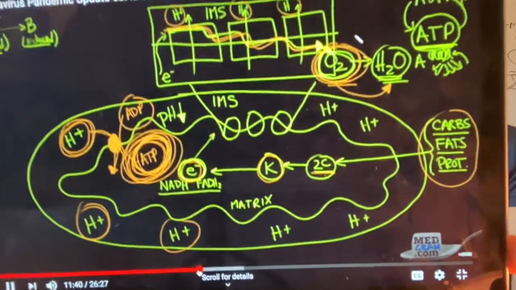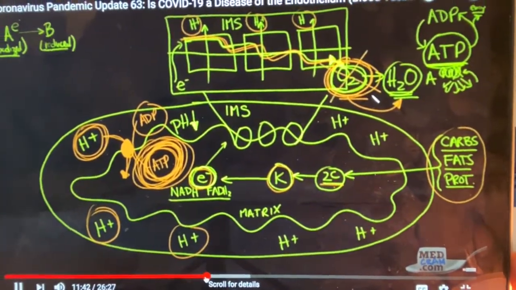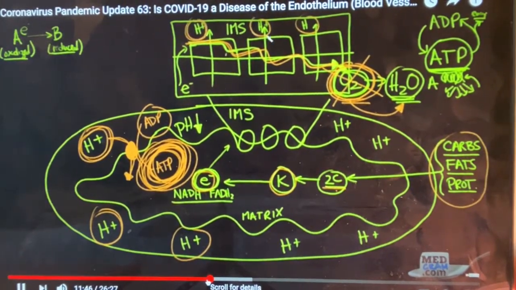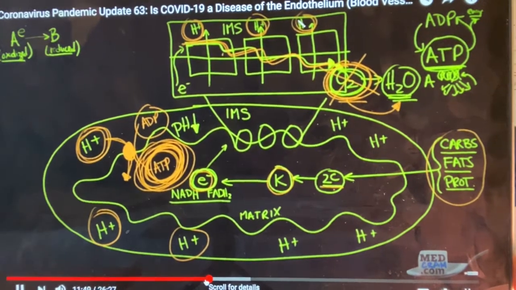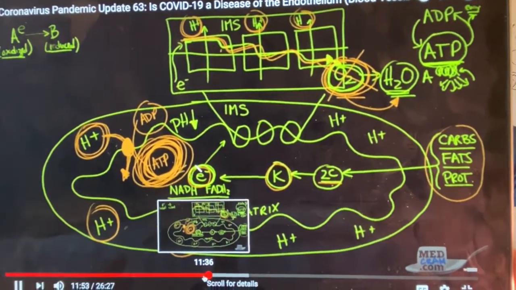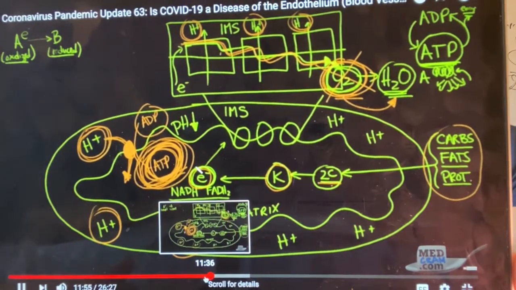If, on the other hand, your cells don't get enough oxygen, then the electron transport chain backs up. Protons can no longer move into the intermembrane space. Therefore, you don't have a cascade coming down. Therefore, you don't have ATP, and the cell loses energy and dies.